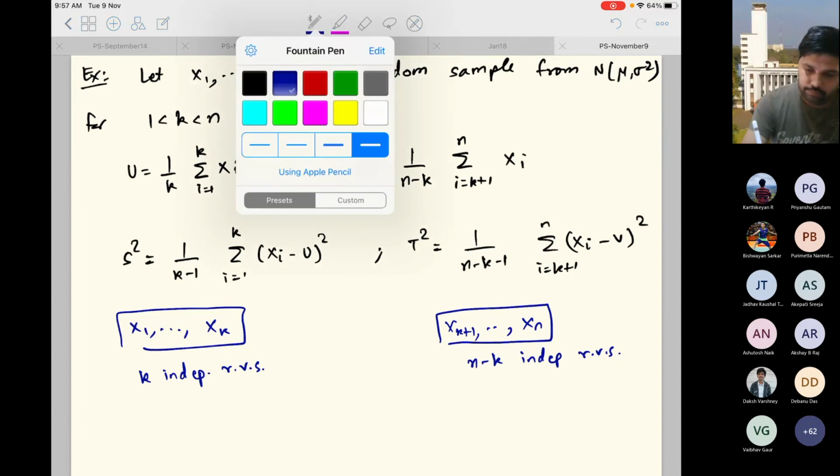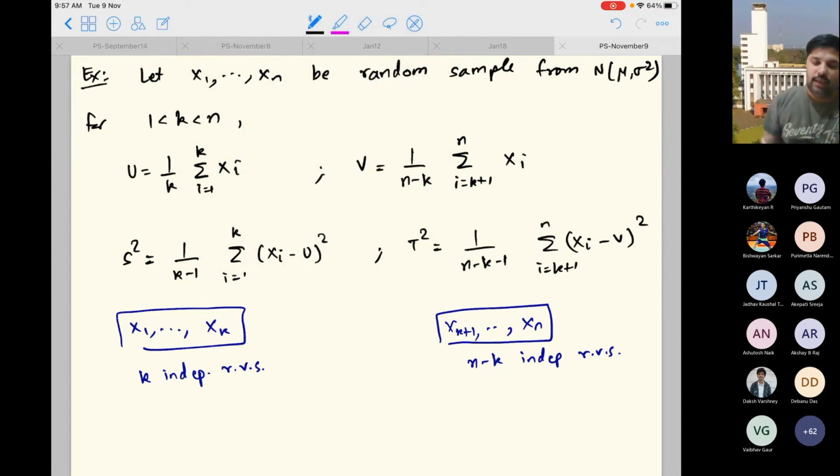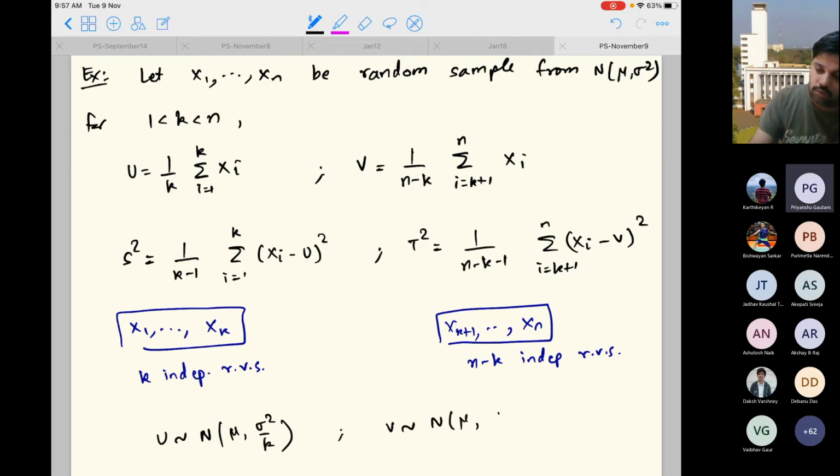So if that is the case, what can we say? What is the distribution of U? U follows normal mu, and what is the variance of U? Sigma square by k. Correct. What is the density of V? Normal, with mean mu and variance sigma square divided by n minus k.